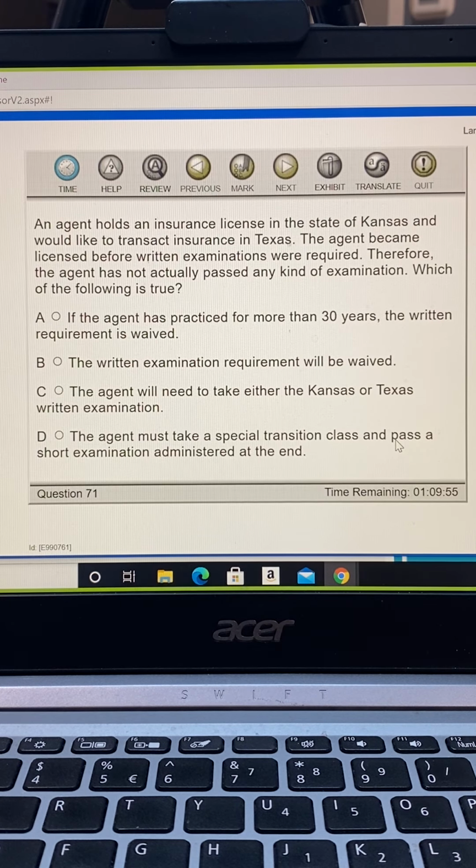An agent holds an insurance license in the state of Kansas and would like to transact insurance in Texas. The agent became licensed before written examinations were required. Good God Almighty, that's a long time ago. Therefore, the agent has not actually passed any kind of exam. Which of the following is true? A or B. They both say the written requirement is waived. Let's just go with that because I don't think they say anything about how many years.